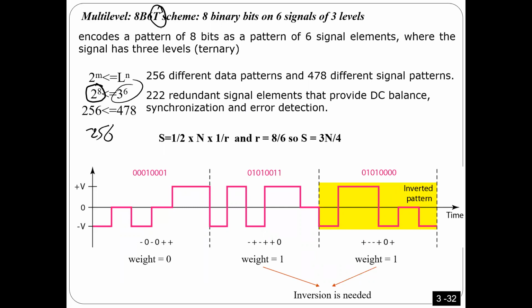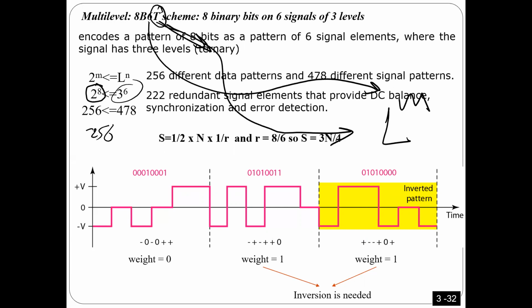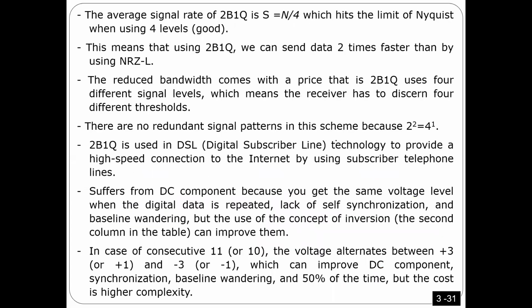Because the letter T here means 3 levels. So always the number of patterns is the number of levels raised to M. This is M. T means 3 levels. The letter you are going to use at the end is going to tell you if it's 2 or 3 or 4. T is for 3. I'm going to take your question, but let me finalize my point here.